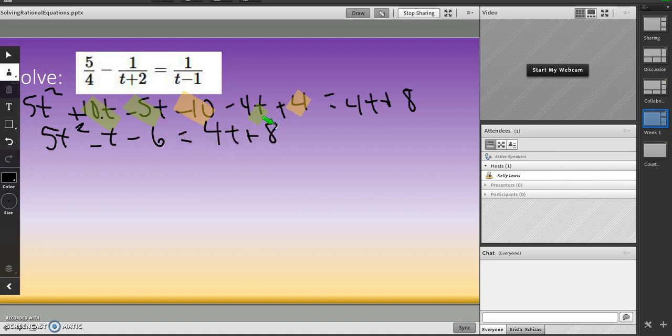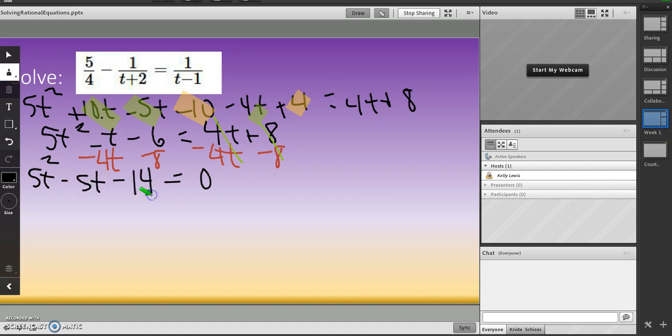All right, remember when you have a squared term and a regular term, you need to move it all to the other side. So I'm going to move this 4t, and I'm going to move this 8. And when I do, these guys cancel, and I get 0. So 5t squared. Negative 4t and negative t is negative 5t. Negative 6 and negative 8 is negative 14. Alrighty, so we have 5t squared minus 5t minus 14 equals 0.